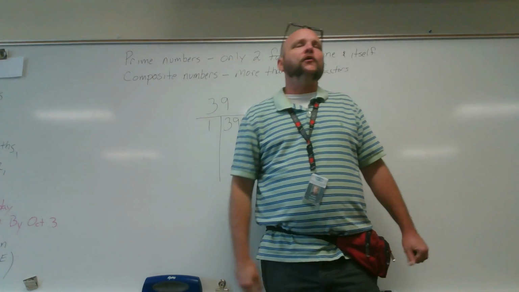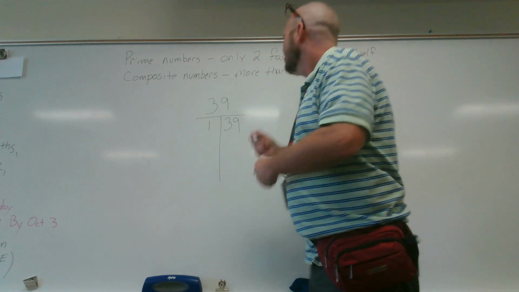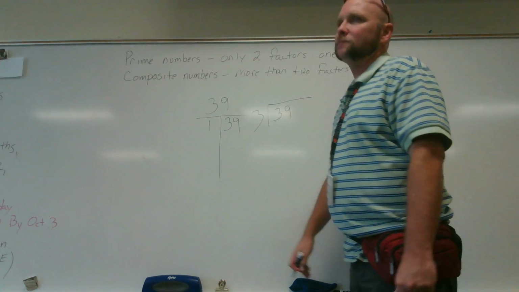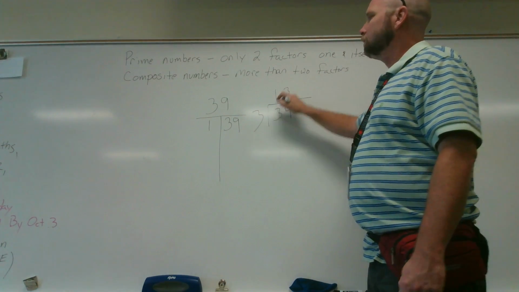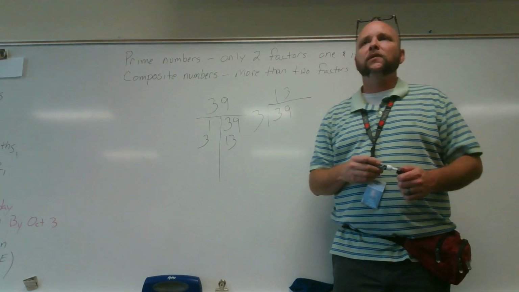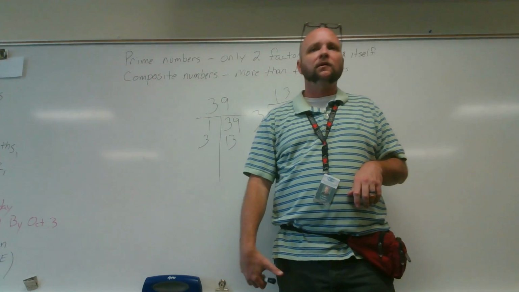Does 3 go into 39 evenly? Yes, it does. Because if I divide 39 by 3, it's going to go in 13 times. So 3 and 13 would be the other two factors of 39. So 39 would be a composite number.